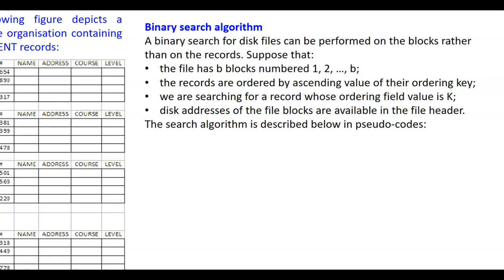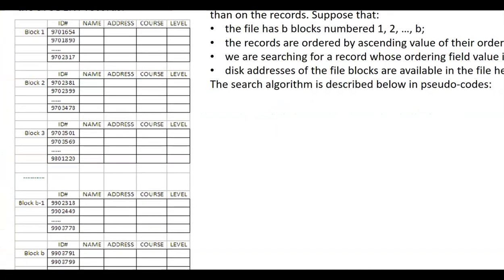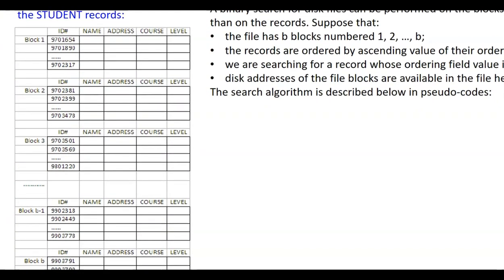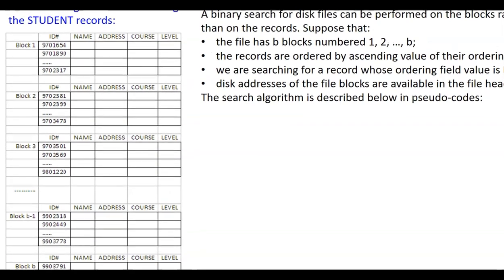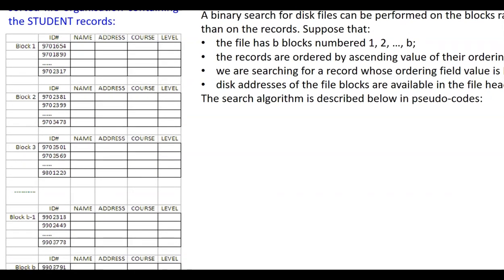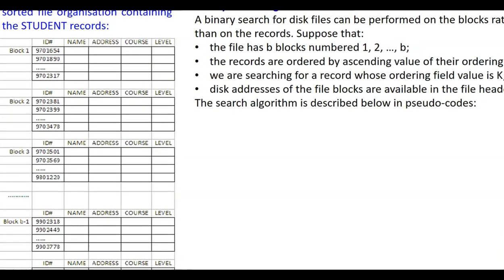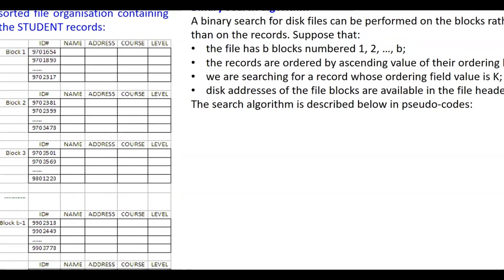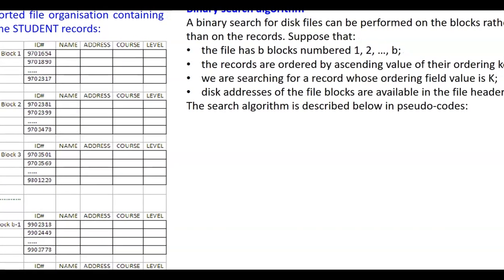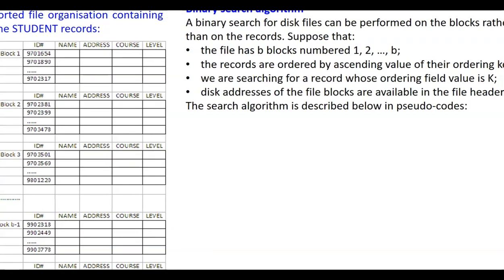So the file has B blocks, that is, the number of blocks, from block 1 up to block B. And these records are ordered in ascending order by the ordering key, just as you see. So when you're searching for a record whose ordering field value is K, for example, the disk addresses of the file blocks are available in the file header.